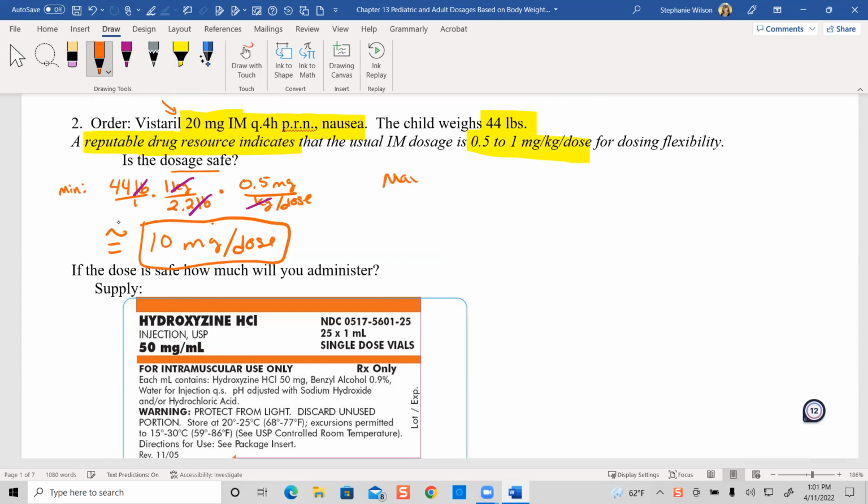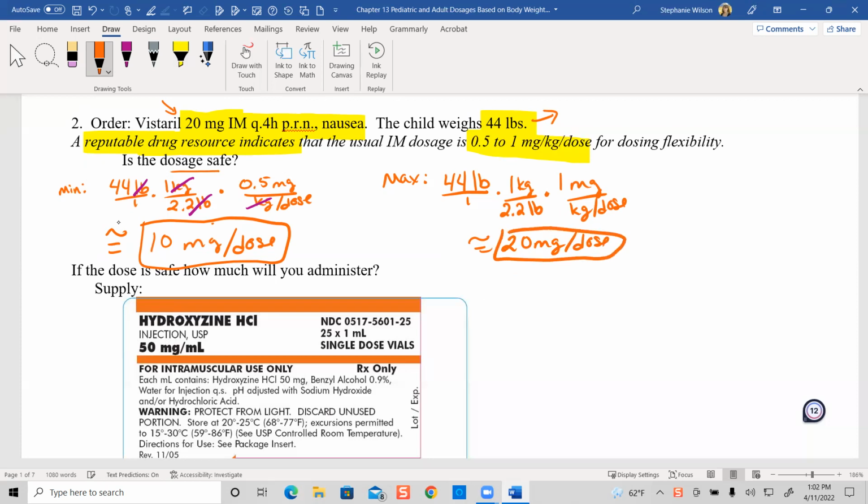Now let's find the max. So for the maximum, we're going to take our 44 pounds. And again, if you calculated this up over here, you would already have it, and you can just plug it in. Just be careful about the rounding part. And then times that 1 milligram over a kilogram per dose. So we have the 44 times 1, all divided by 2.2. And that gives me 20 milligrams per dose. So this is our max.